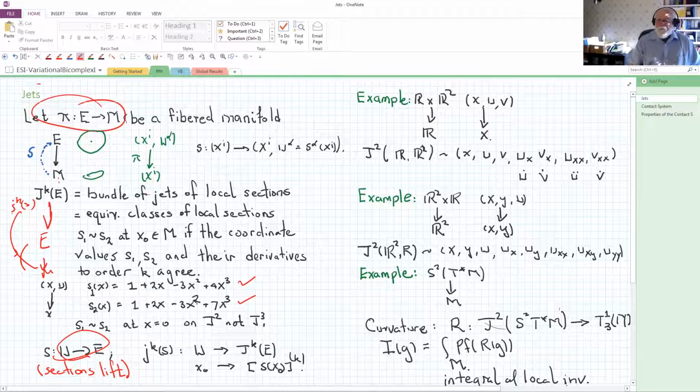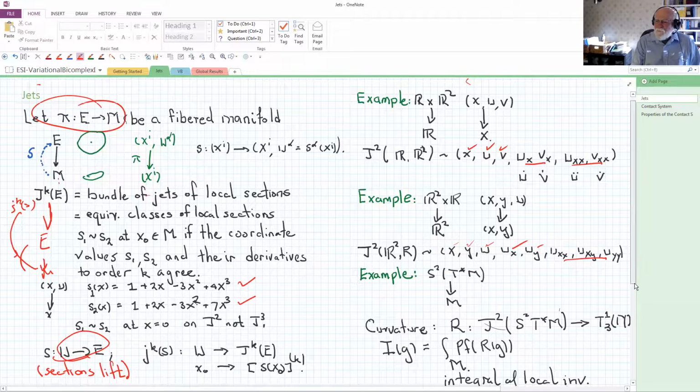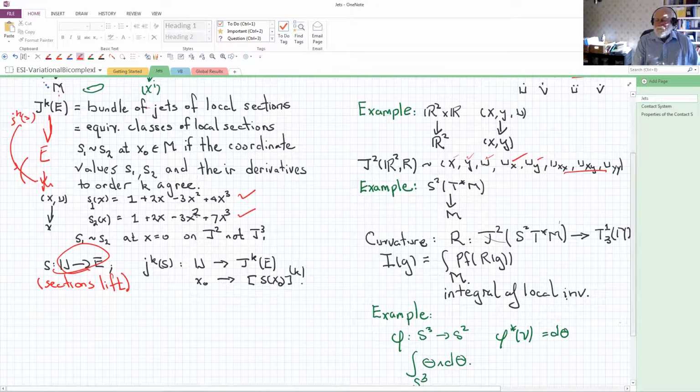Okay, so some familiar examples. If we're studying curves in the plane, then the second jet space would look like an independent variable, a dependent variable, two first derivatives, and two second derivatives. If we're studying surfaces, parameterized by u as a function of x and y, then our second jet space would contain two independent variables, one dependent variable, two first derivatives, and three second derivatives. We're going to talk about variational problems involving metrics.